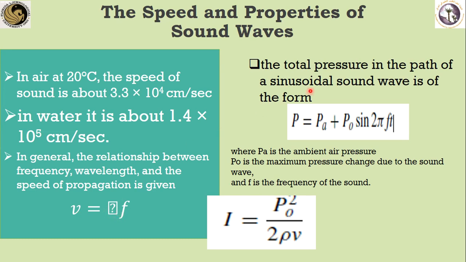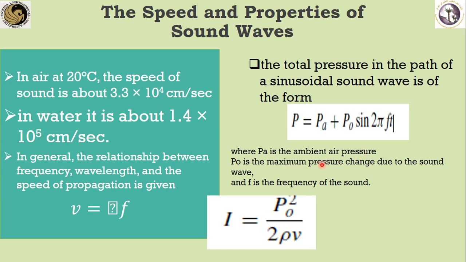The total pressure for the sound wave is given by this form. P is equal to PA plus P naught sine 2 pi Ft. Sine 2 pi Ft is the wave, the structure of the mechanical wave of sound, where the PA is the ambient air pressure, P naught is the maximum pressure change due to the sound wave.